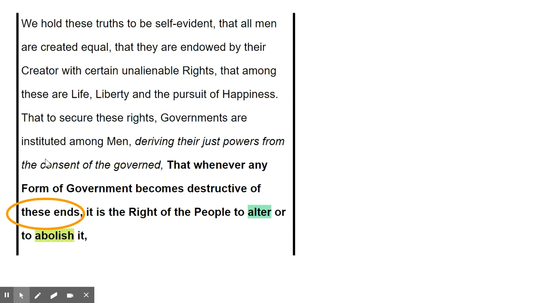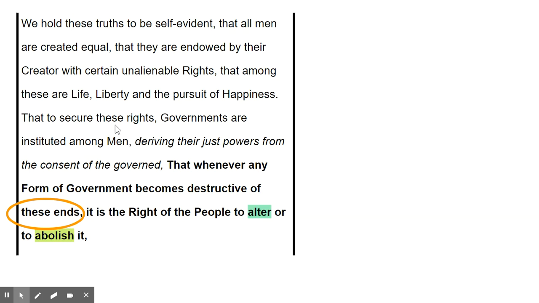Deriving their just powers from the consent of the governed, that whenever any form of government becomes destructive of these ends, so it might be referring to this detail here. It's not really clear. And I think I'm going to want to read more because I studied chunk 2 and chunk 3 together. And when I did that, I realized that they were very connected.